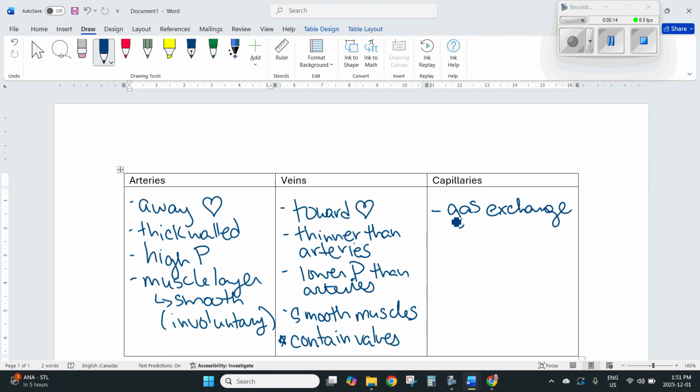For our capillaries, they are 1 cell thick. So if we're to put this in terms of thickness, arteries would be thickest, then veins, and then capillaries, because capillaries you need to be super thin in order to allow gas exchange. This is what is allowing the connection between arteries and veins.